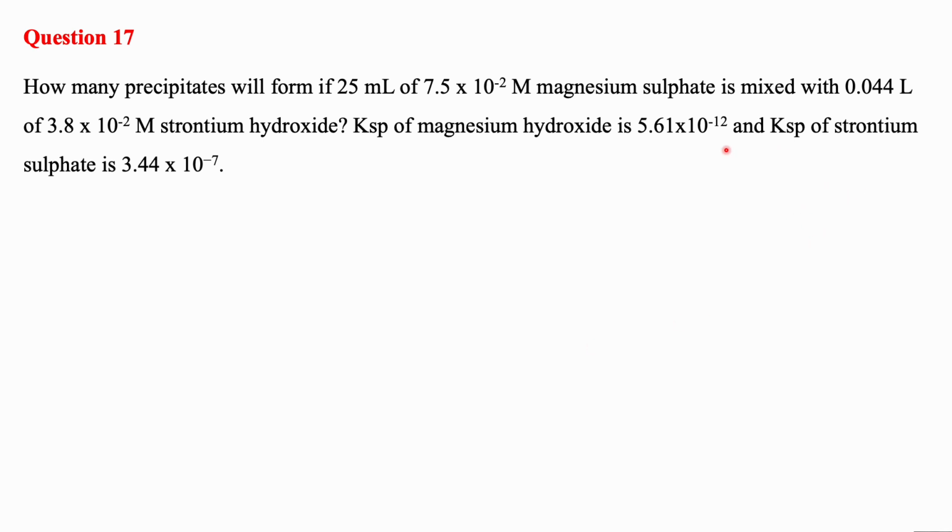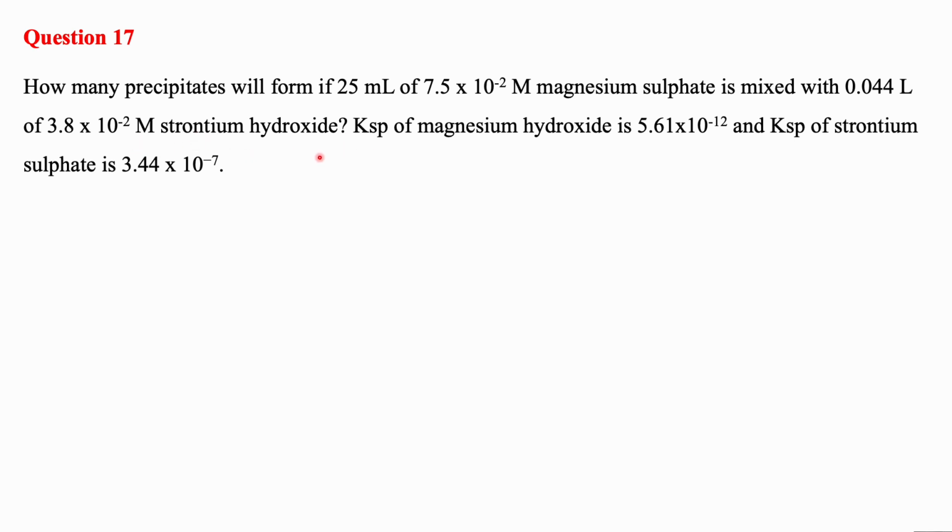Then we need to calculate the 2 ionic products, and then you compare the 2 ionic products with the given Ksp, so that you can determine whether 2 precipitates will form or if 1 precipitate is going to be formed. Of course, the logic is the same. From here, we determine the moles of magnesium and the moles of sulfate. Here also we determine the moles of strontium and the moles of hydroxide.